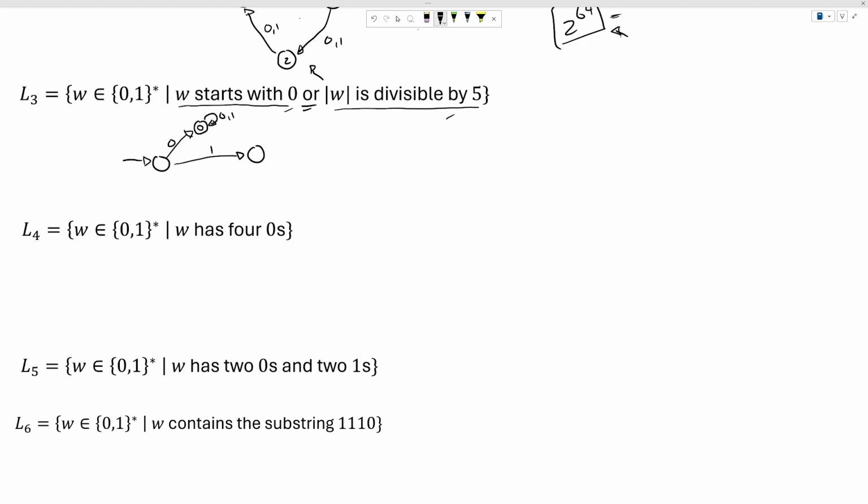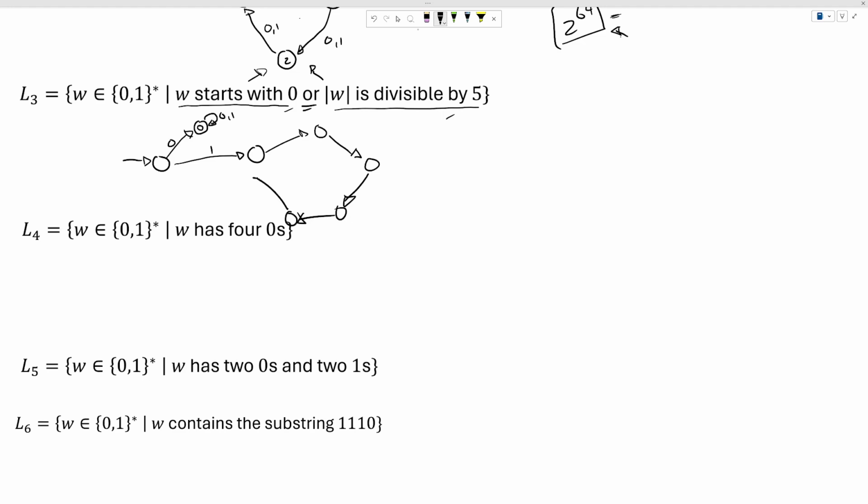So I'm going to make a little trap state up here. Hey, we started with 0. Good, we're done. But if we started with 1, now we know we don't start with a 0, so we need to keep moving, and we need to be thinking about being divisible by 5. So what is that? Well, let's think about that counter we just designed up here for divisible by 3. Let's make one of these, but let's make it for divisible by 5.